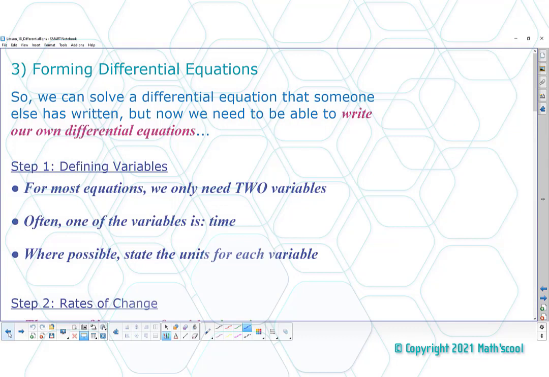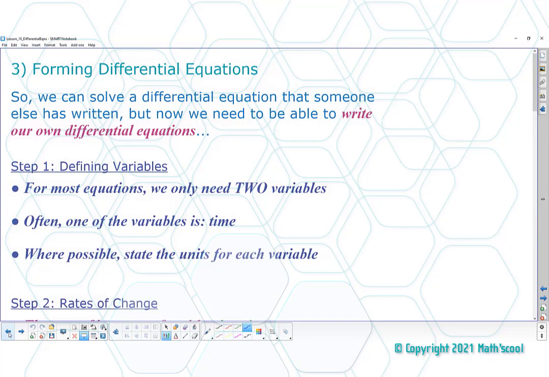So the first thing we want to do is forming differential equations. We've already learned how to solve a differential equation when it's already been given to us. But now we want to learn about forming differential equations and modeling a situation using a differential equation.